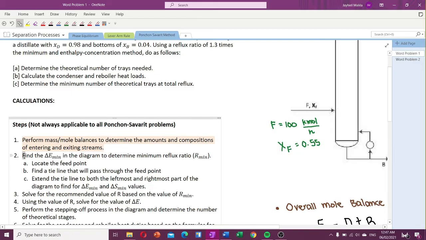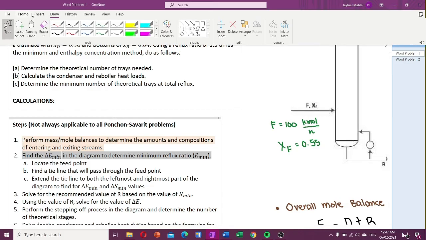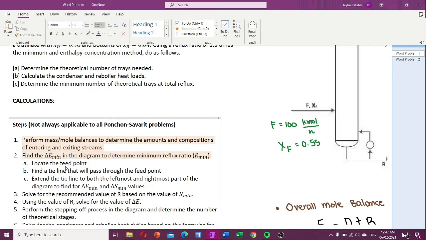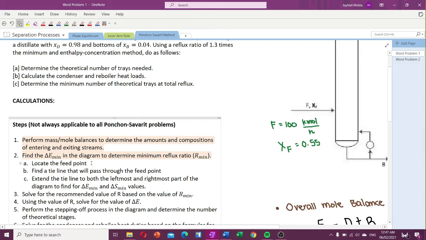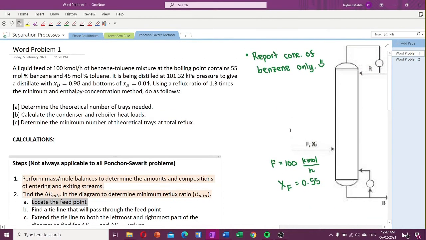Let's start in the second step. We're going to find the delta E min in the diagram to determine the minimum reflux ratio. Let's color this one to indicate that we're in that step. The challenge here is to locate the feed point first. We know that the XF is 0.55, and it was stated that it is at the boiling point.